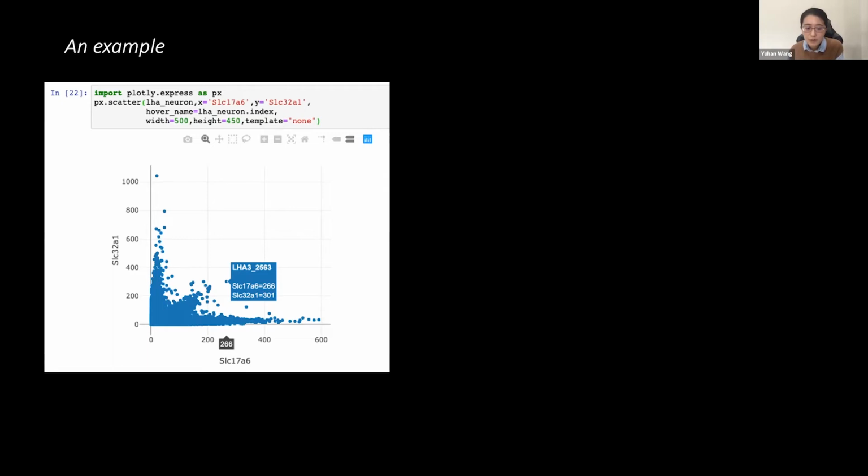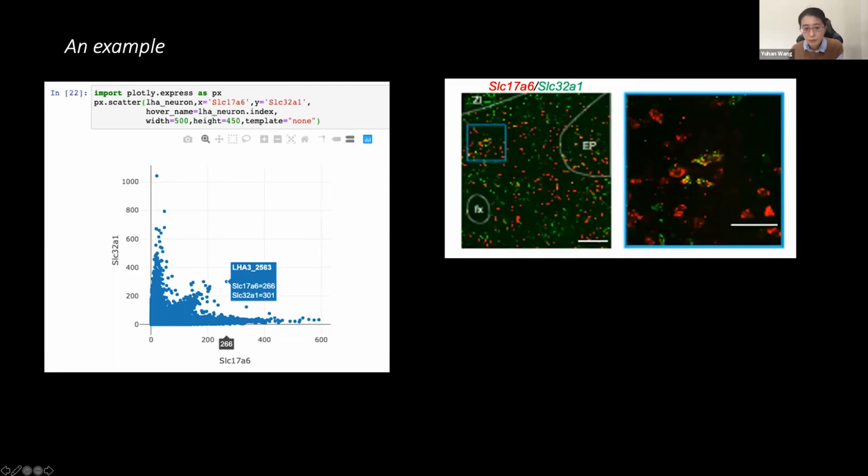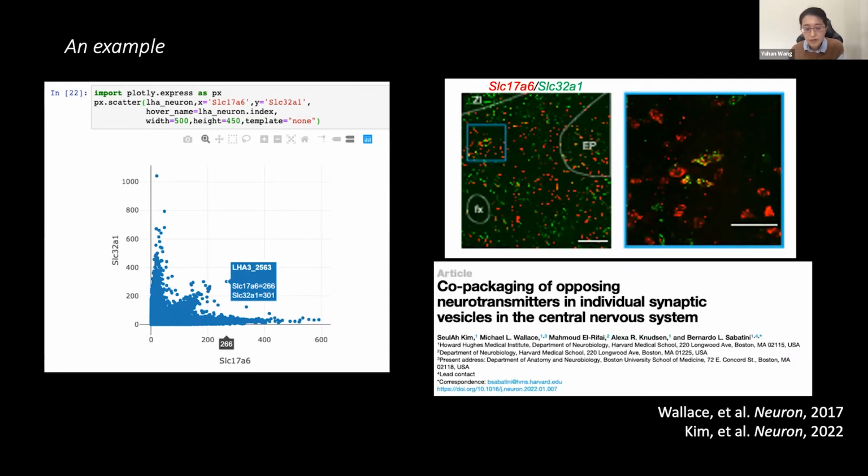Interestingly, we found that in fact there is a group of neurons that co-express these two transporters, and recent publications suggest that there is co-packaging of opposing neurotransmitters in individual synaptic vesicles in this particular area. So I thought this was pretty interesting. It really helped us validate our data and also enables more novel scientific discoveries.